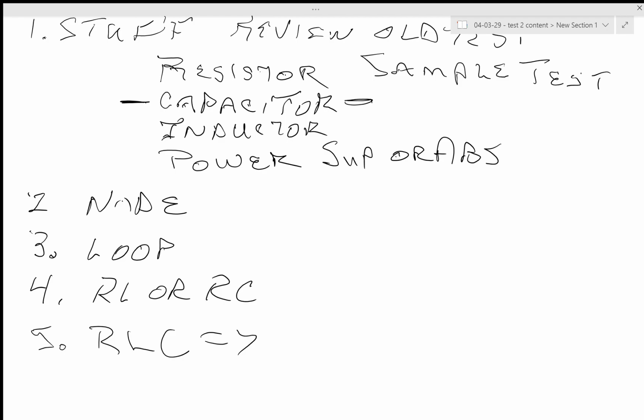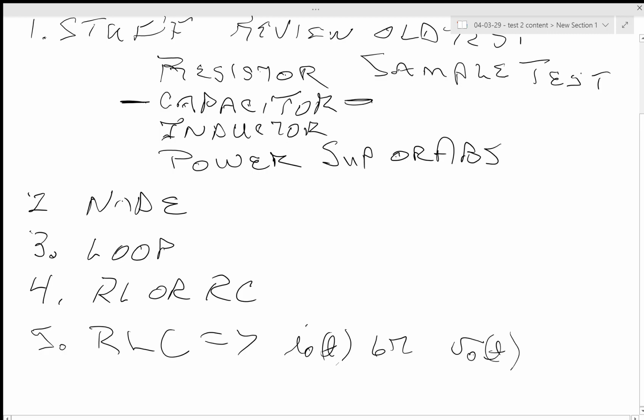On the sample test, you were looking for io of t across that 6 ohm resistor, and on the homework, you were looking for vo of t across that 6 ohm resistor. So you have a 1 ohm resistor, a 4 ohm resistor, and an 8 ohm resistor in that problem. Also, you should be able to find those two across any of those resistors in any orientation. And it should be fairly straightforward.